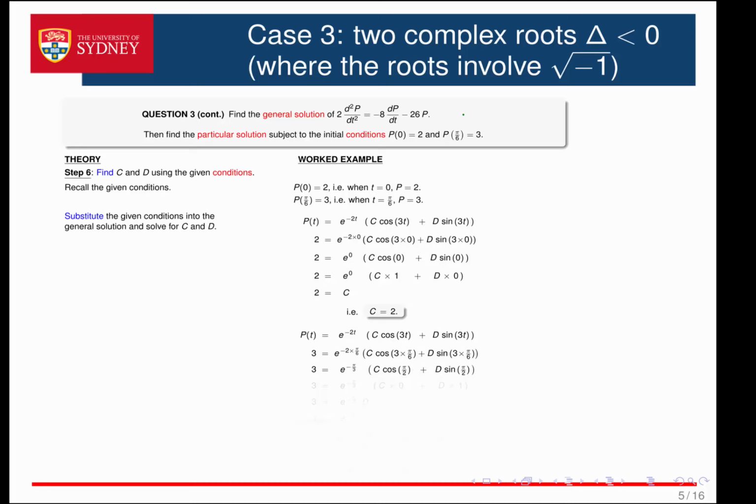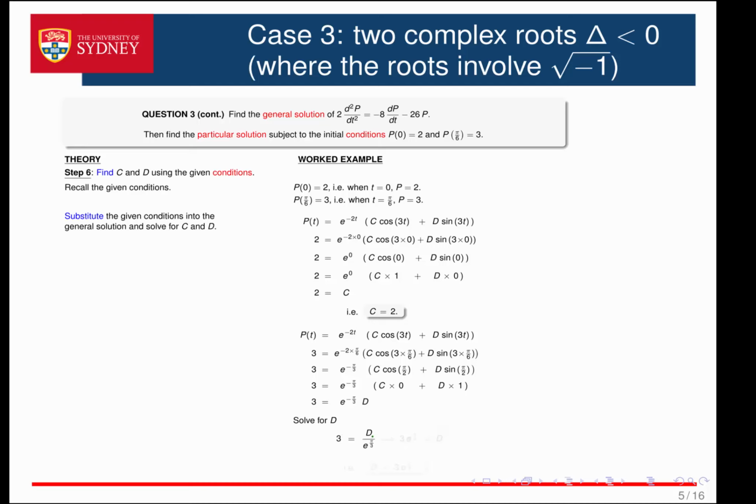The right hand side then simplifies to e to the negative pi on 3 times c cos of pi on 2 plus d sine of pi on 2. Now cos of pi on 2 is equal to 0 and sine of pi on 2 is equal to 1. So the right hand side reduces to e to the negative pi on 3 times d. We now rearrange for d.